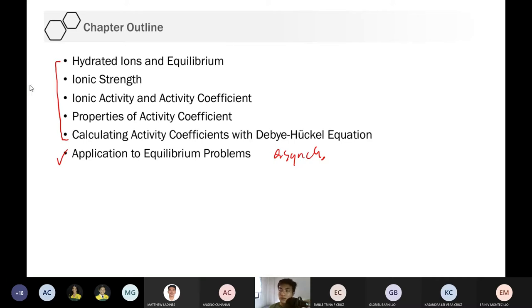Okay, so for today, we will discuss the hydrated ions and equilibrium, the ionic strength, ionic activity, the activity coefficient, the properties of the activity coefficient, and how to calculate the activity coefficient using the Debye-Hückel equation. Okay, so let's start now.